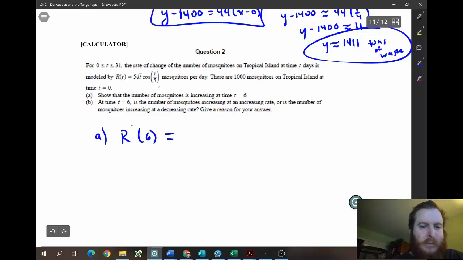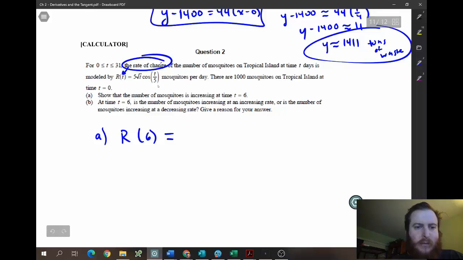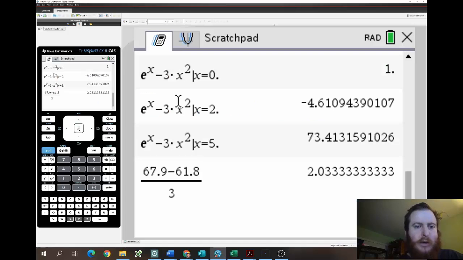This is my fault. The reason it's R of 6 and not R prime of 6 is that this is already the rate. So the rate is already R. So the number of mosquitoes increasing or decreasing is the derivative at 6, but R is already the derivative. So we want to be careful. They already gave us the derivative. So we're just going to plug it in.